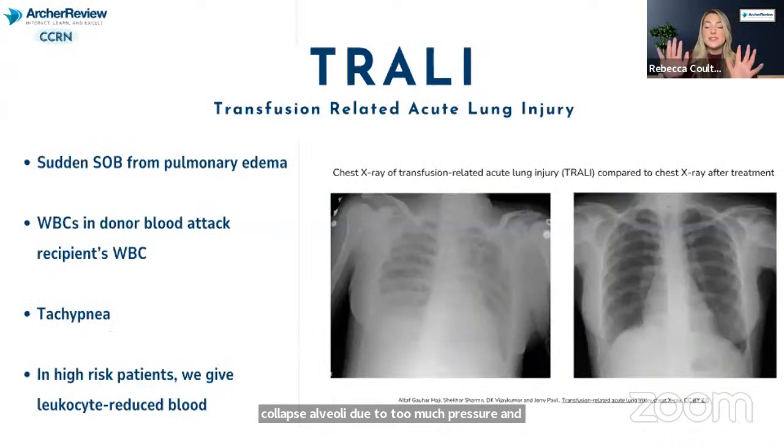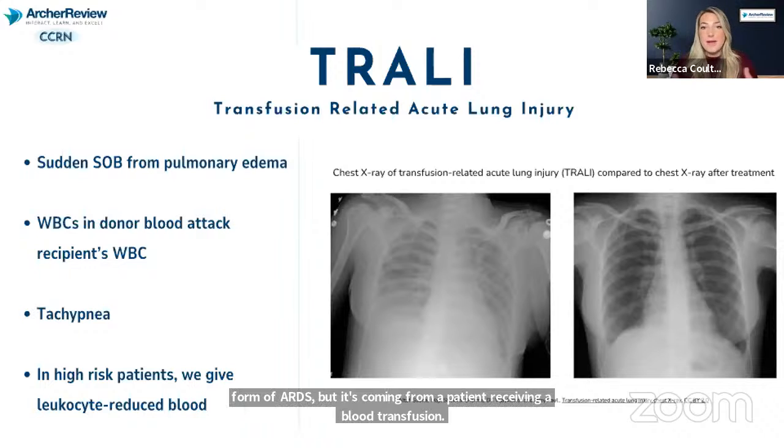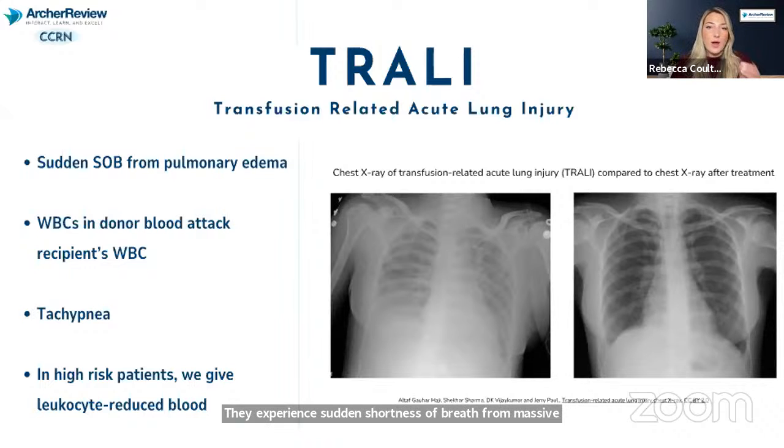Really quickly, the CCRN test plan includes TRALI, transfusion-related acute lung injury. This is a form of ARDS, but it's coming from a patient receiving a blood transfusion. They experience sudden shortness of breath from massive pulmonary edema. And what's happening is the white blood cells that are in the donor's blood are attacking the recipient's white blood cells, which is going to cause a systemic inflammatory response because it's a blood transfusion. So that's all happening all over the body. It's a systemic inflammatory response where we're going to get that leaky capillary membrane, and we'll have an ARDS situation due to a transfusion-related acute lung injury.